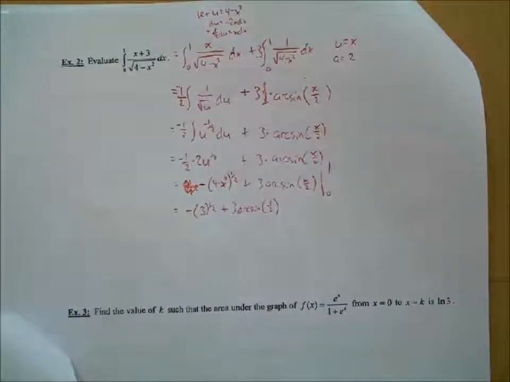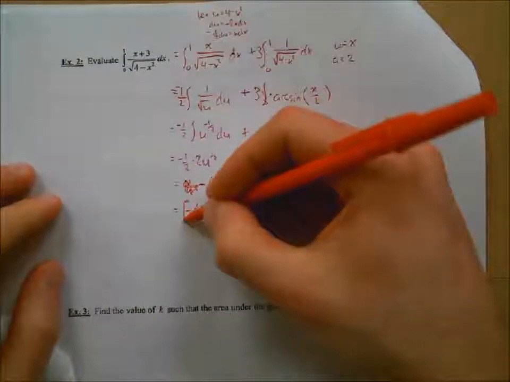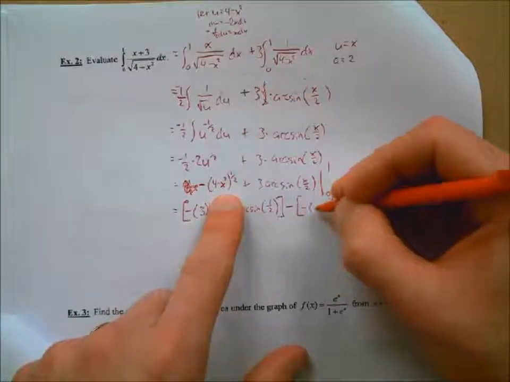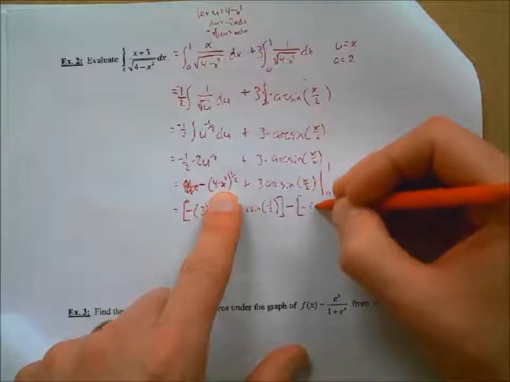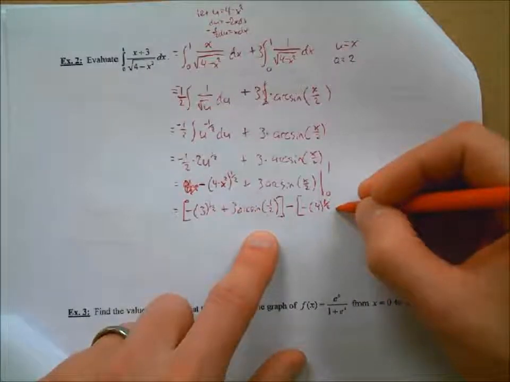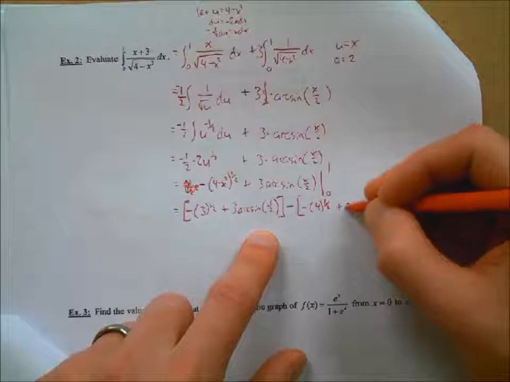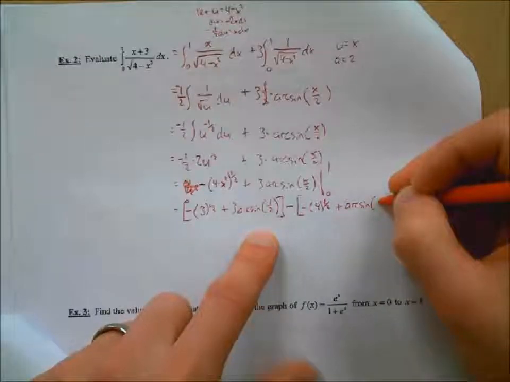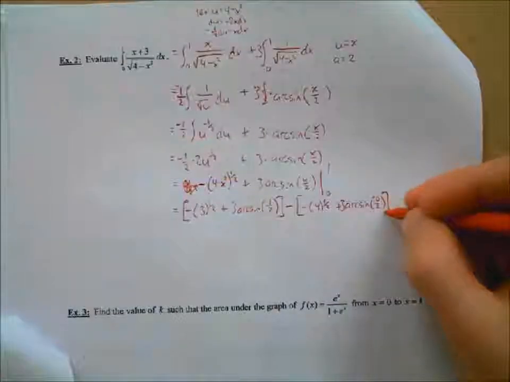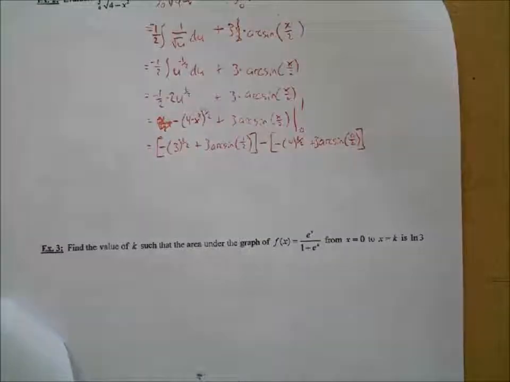So that's our upper bound plugged in, minus, and now we'll plug in 0. So it'll be negative, let's see, 4 minus 0 is 4 to the 1/2, plus 3 arcsine of 0 over 2, which is just 0 there, of course. And if this is a free response question, we're done, right? We're done if this is a free response question. But we don't know that, so let's keep going here with this, right?